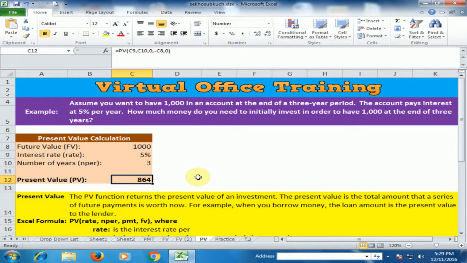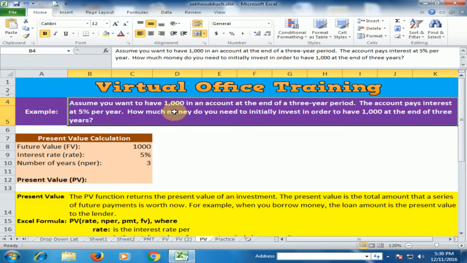I delete this formula here and I will calculate this formula here. First, understand the example. Assume you want to have 1000 in an account at the end of a 3 year period. The account pays interest at 5% per year. How much money do you need to initially invest in order to have 1000 at the end of 3 years?